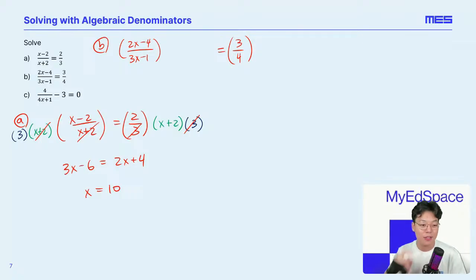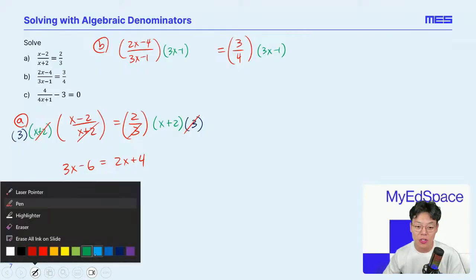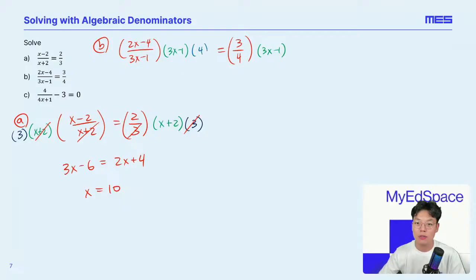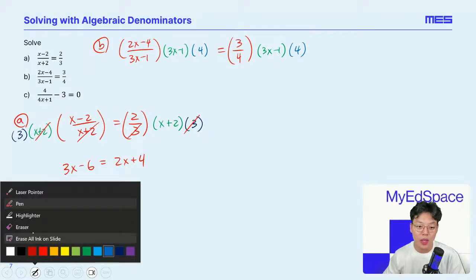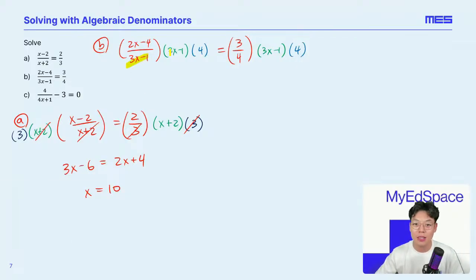Great, Tropius. Great, Zaira. Love the energy. 3x minus 1 on both sides, which is the denominator on the left side of the equation, and also 4. Boom, boom. And now, let me use the highlighter function. Let's have some fun here. We can cancel out the 3x minus 1s on the left, and on the right, we can cancel out the 4s. Ooh, that looks much nicer. I'm going to start doing that.